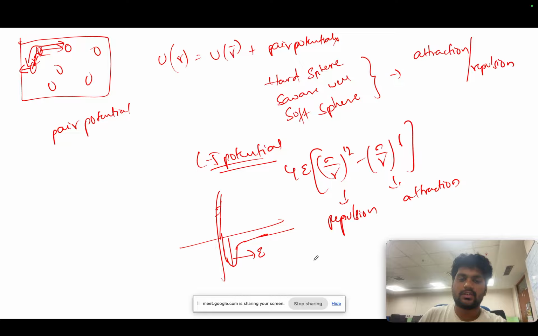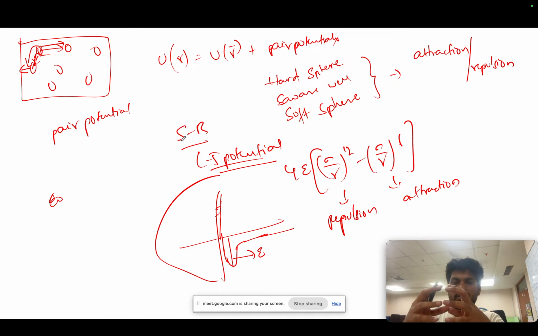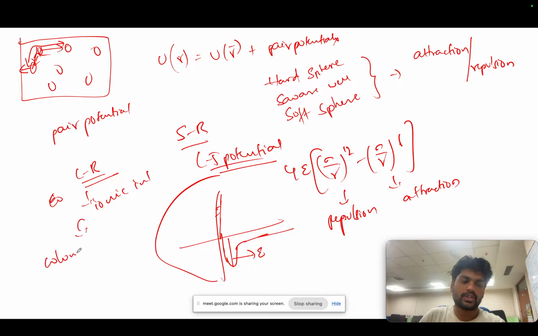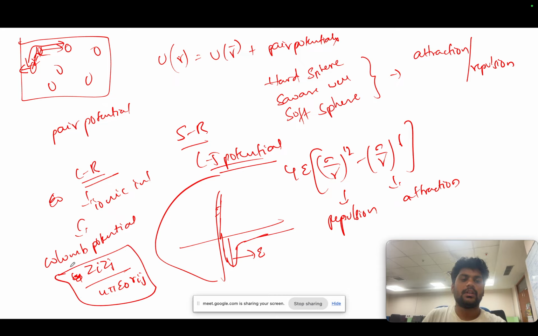I mean how much interaction we have. This is for the short range, I mean when the molecules are too near, only then can we calculate the LJ potential. If you want to calculate the long range, then we go for the ionic interactions. If I am talking about the ionic, then we have the Coulomb potential. So the Coulomb potential formula is, so this is the Coulomb potential for the long range.